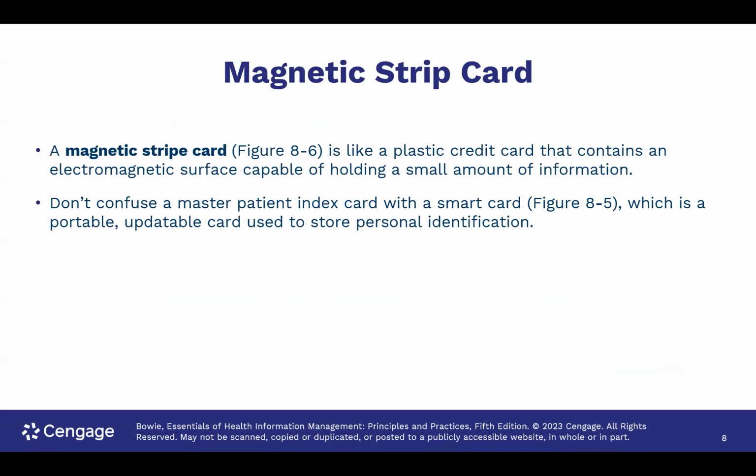A magnetic strip card is like a plastic credit card that contains an electromagnetic surface that's capable of holding a small amount of information. This is different than a smart card. An MPI card is basically the source document for the master patient index. This is different than a magnetic strip card, as it can be updated and serves an entirely different purpose.